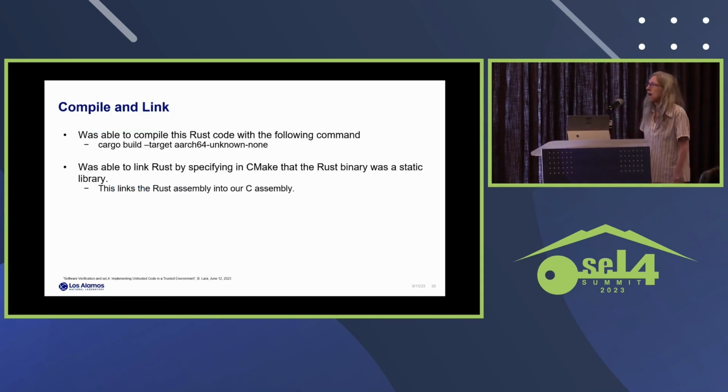As far as compiling and linking, to compile it he used the cargo build command that specifies an ARM64 environment. Then for linking, he was able to specify in CMake that this Rust binary was a static library so that it pulled it in to the C assembly. With this, he was able to write a C program that called a Rust function, and it worked.